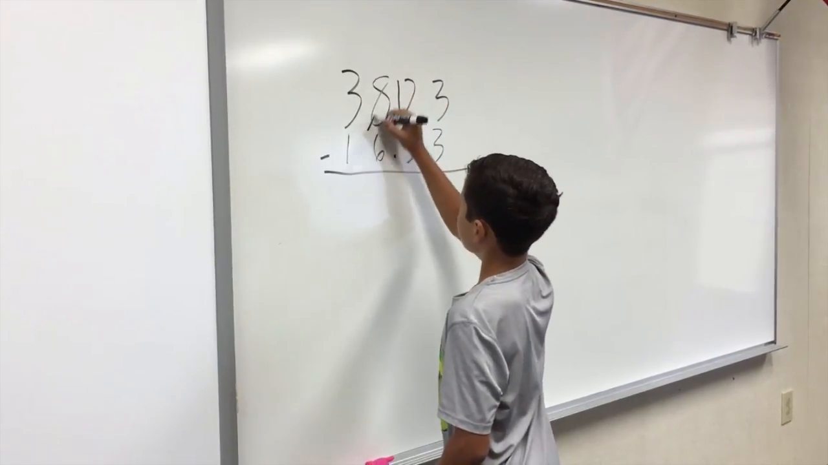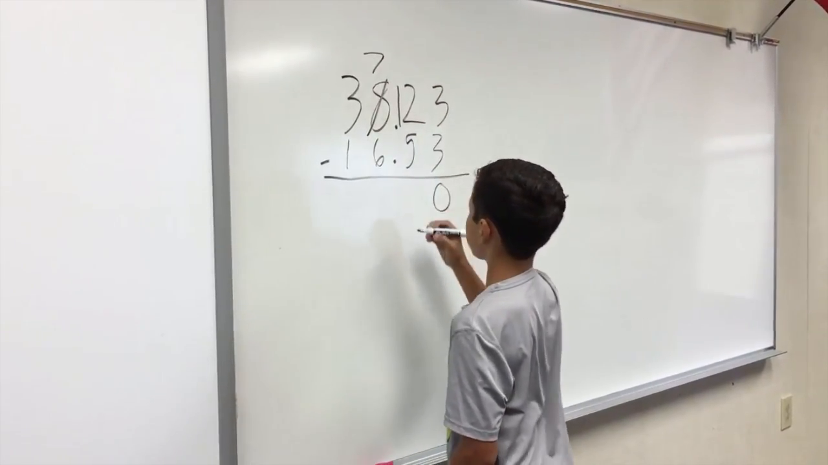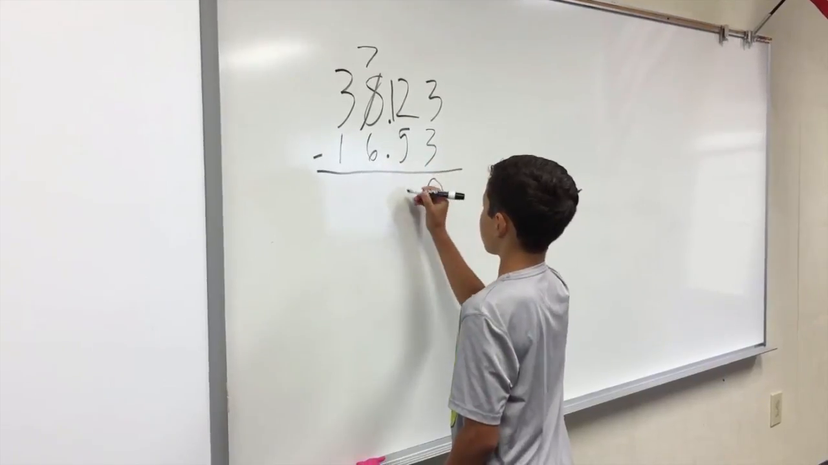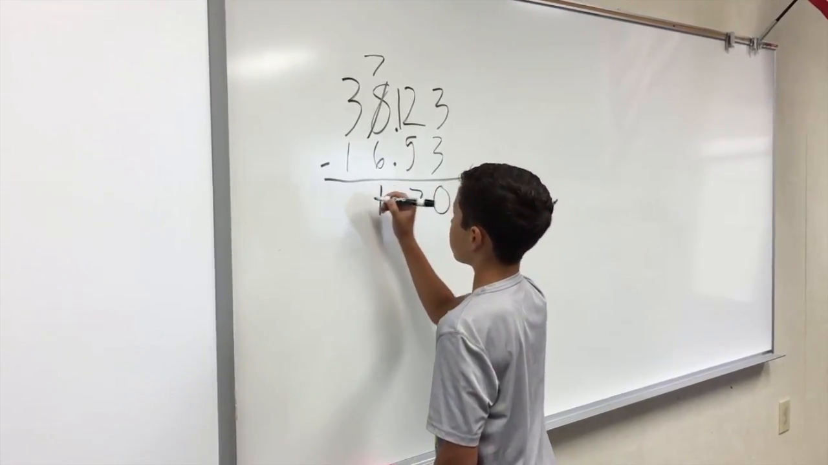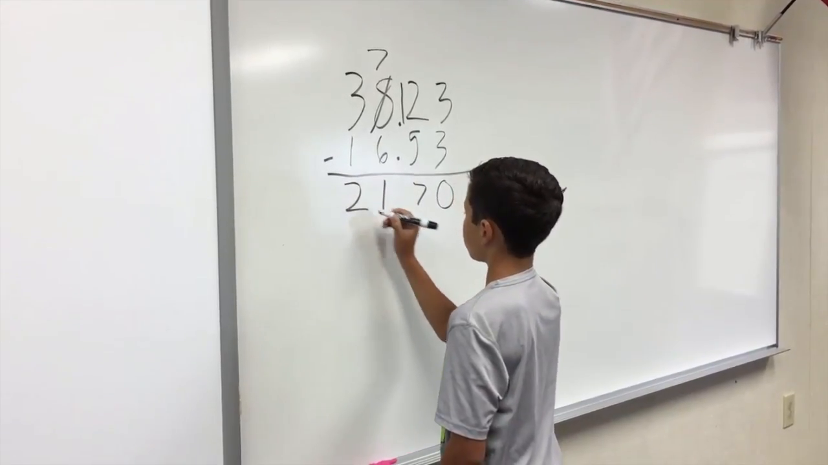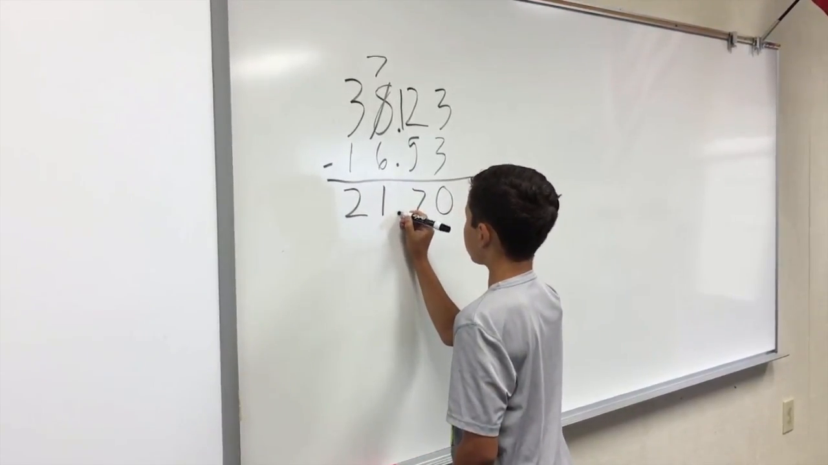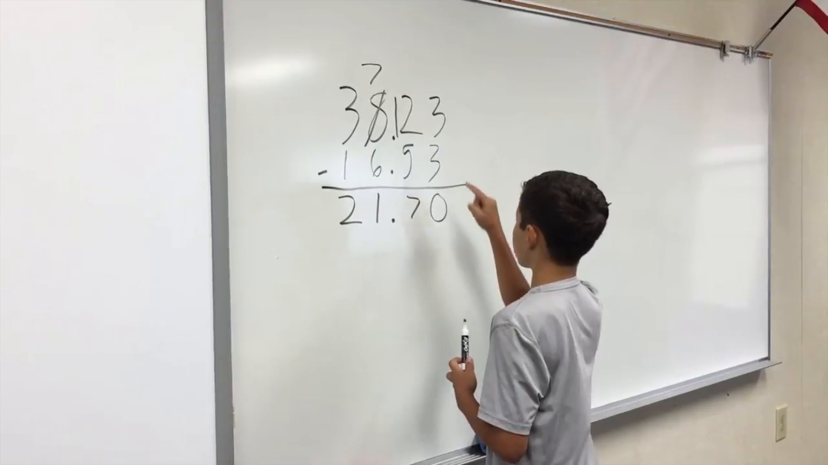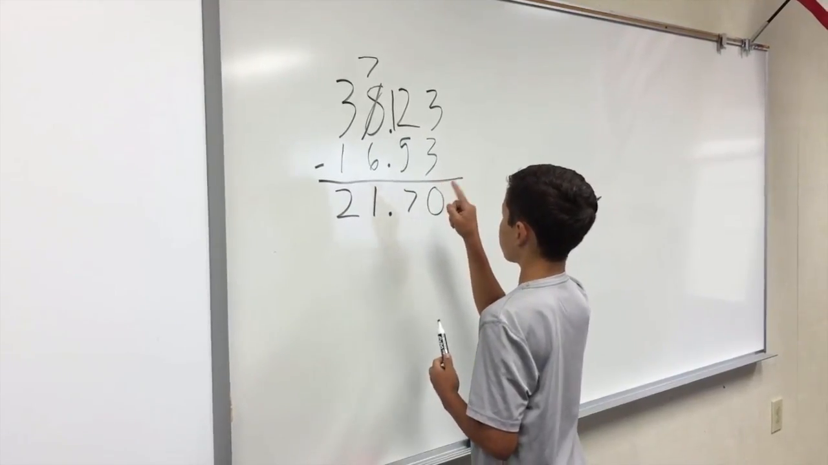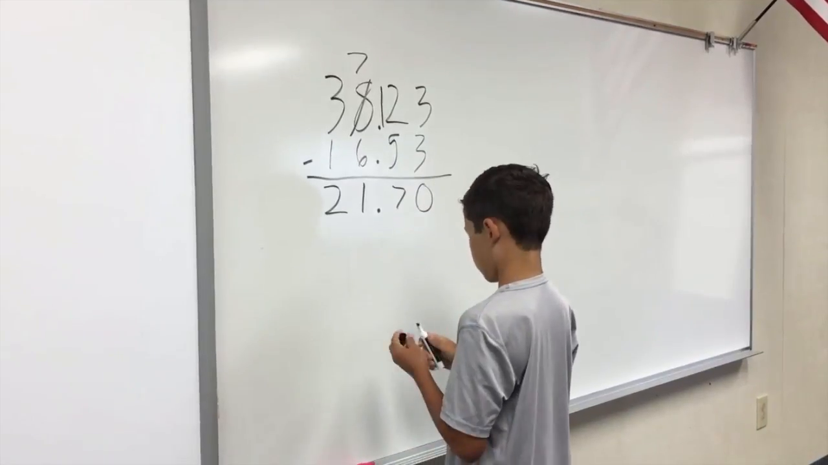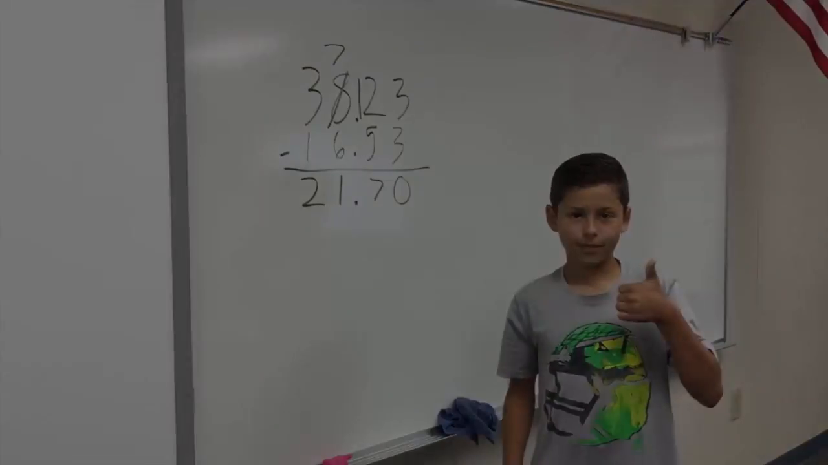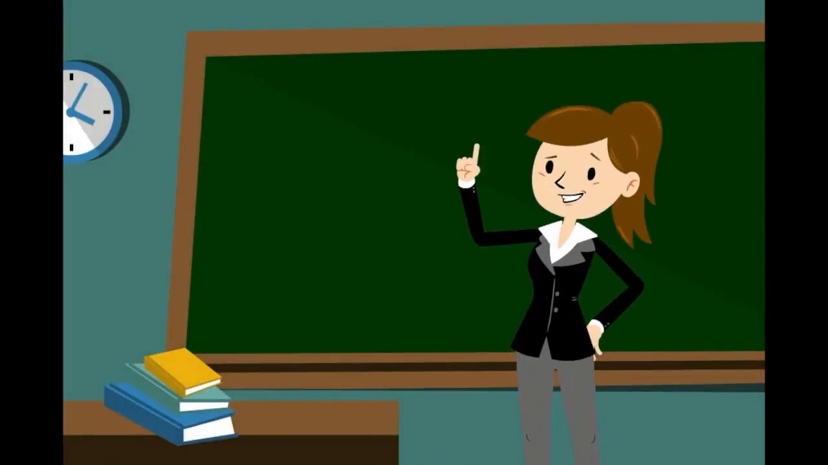Madden realizes he cannot subtract 2 minus 5, so he does some borrowing. Now he's bringing the decimal straight down from the problem to his answer. His answer is 21 and 70 hundredths, or 21 and 7 tenths, but he's checking his work for mistakes. Great job, Madden. Pretty easy, right?